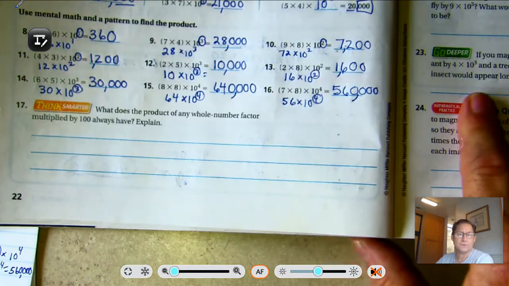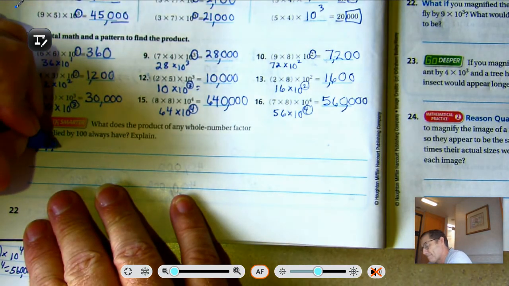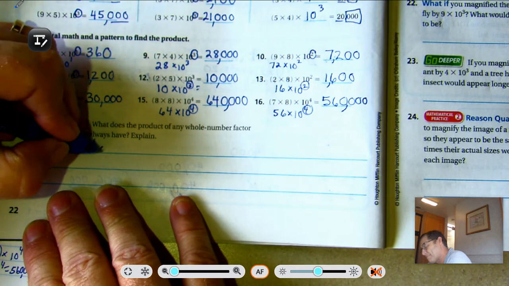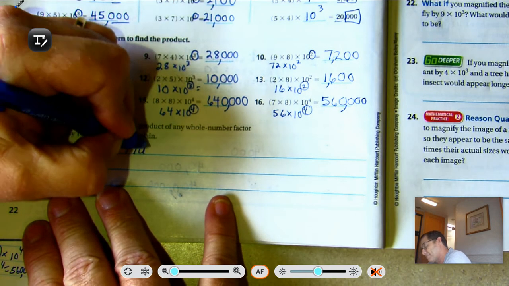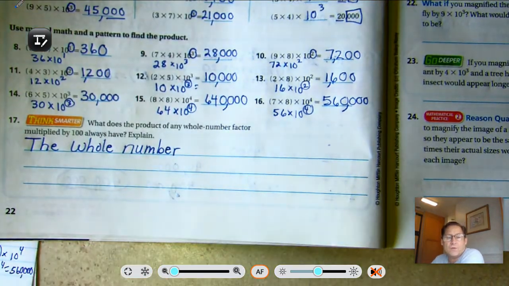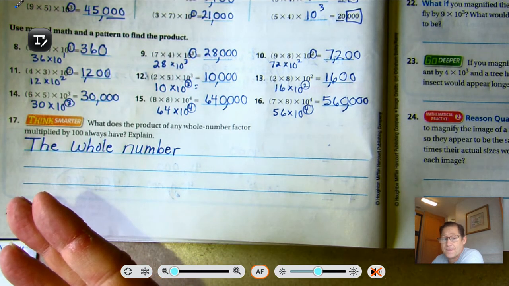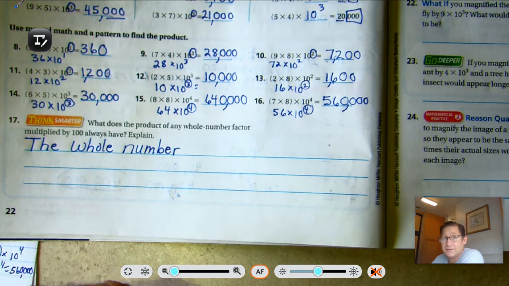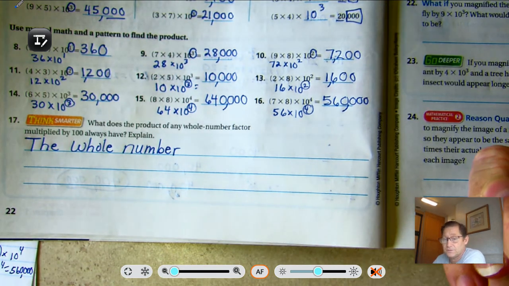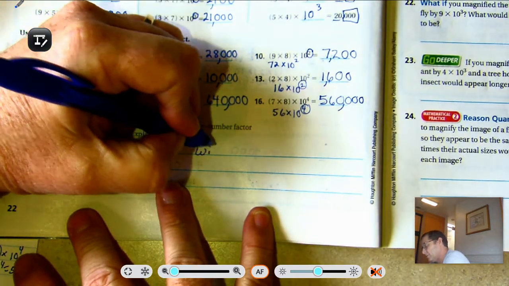All right, what does the product of any whole number multiplied by 100 always have? Okay, so what do we know about that? Well, we know that if I'm multiplying by 100, that's the same as saying times 10 to the second power, right? Or times the second power of 10. So that means it has to have 2 zeros in the product. So the whole number will be followed by 2 zeros.